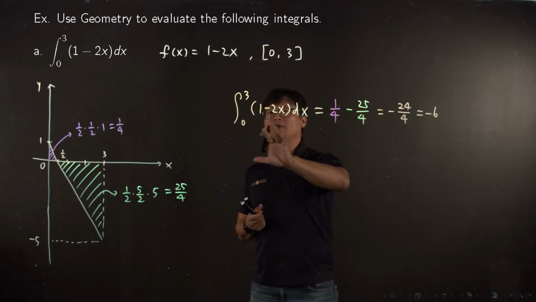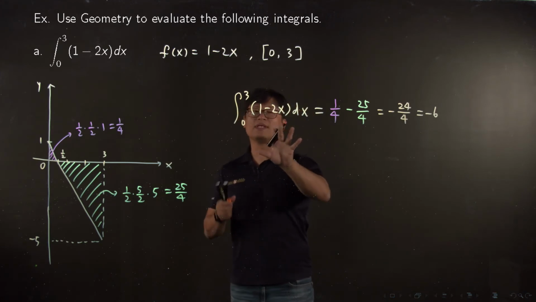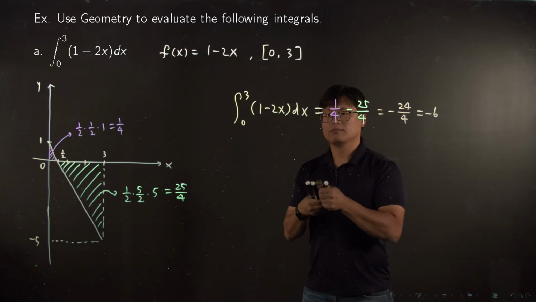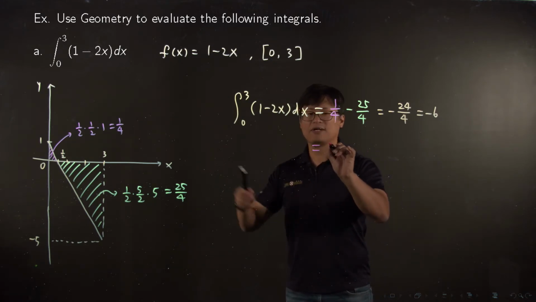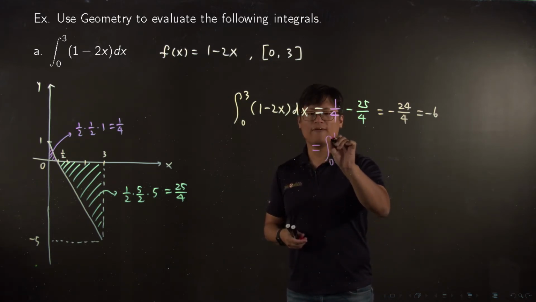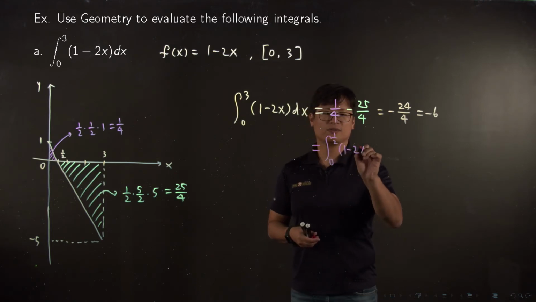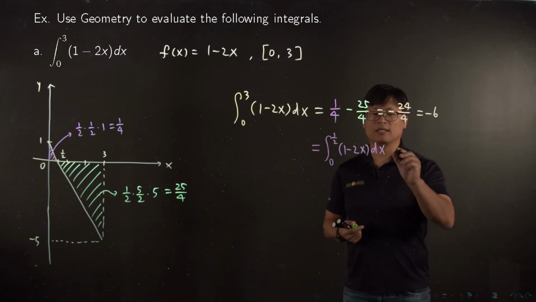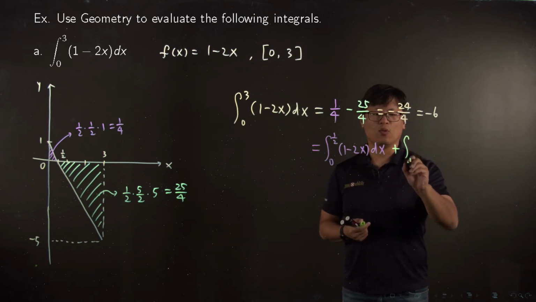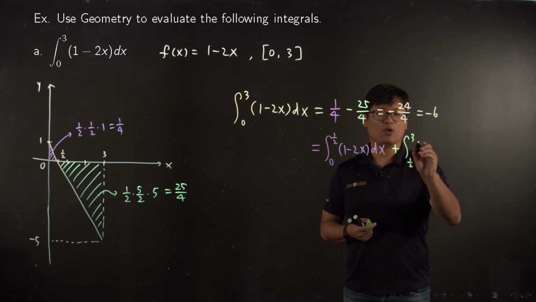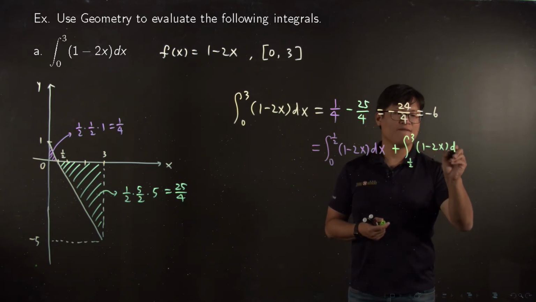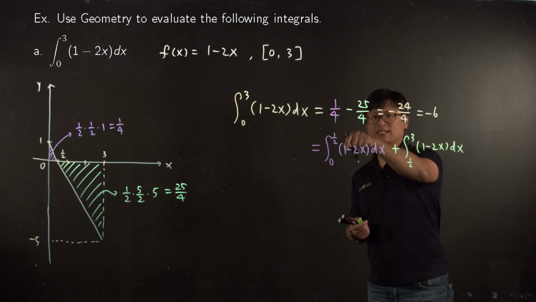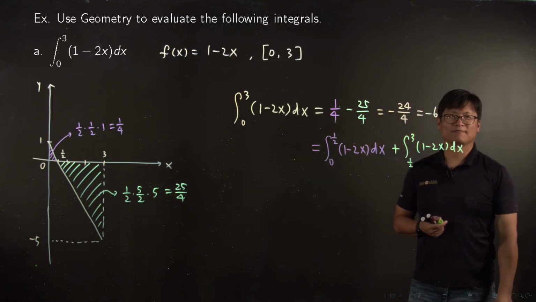Let me think about it a little bit more. What I want to tell you is that this definite integral can be split into two parts. The first part is from 0 to 1/2 of the function dx, and then the integral from 1/2 to 3 of the same function. But this value will be a negative value, right? That's why it is negative 25/4.